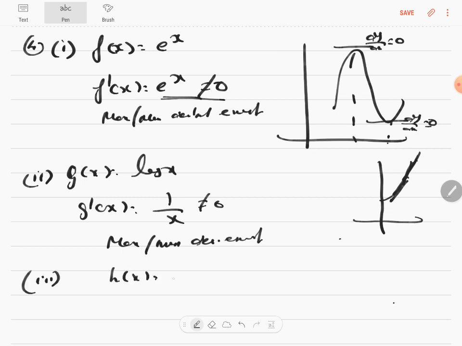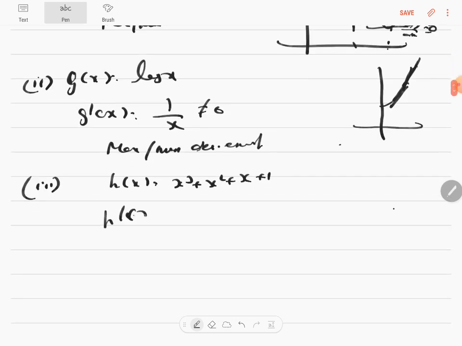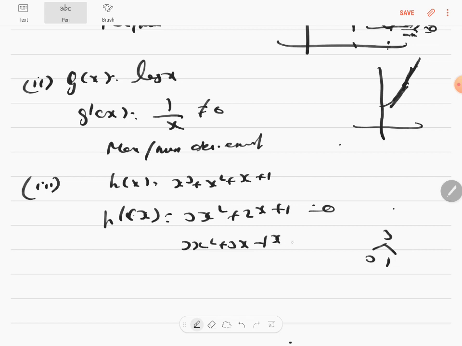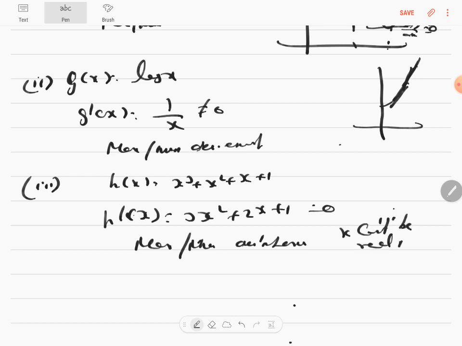h of x is equal to x cube plus x square plus x plus 1. Let's differentiate this. h dash of x is equal to 3x square plus 2x plus 1. Now we're going to equate it to 0 and factorize this. You can never factorize this properly. So it doesn't have a solution, or it may have a complex number as a solution. Therefore maxima or minima does not exist, because x can't be any real number, it can only be a complex number.